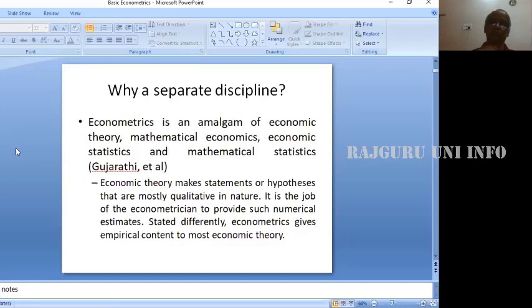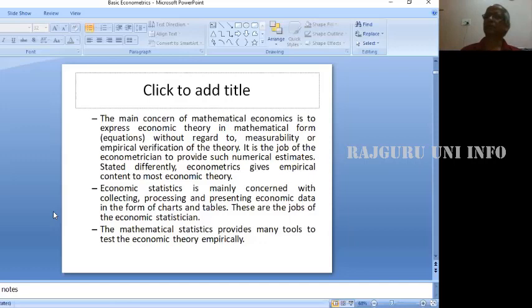It is the job of the econometrician to provide such numerical estimates. Stated differently, econometrics gives empirical content to most economic theory. The job of a researcher is not over with mere identification of hypotheses, mere statement of hypotheses. Right. The hypothesis must be measurable. Follow me.